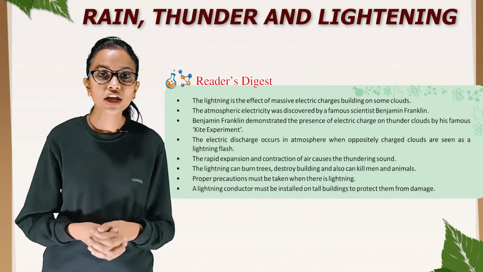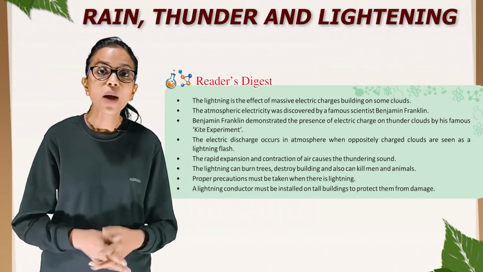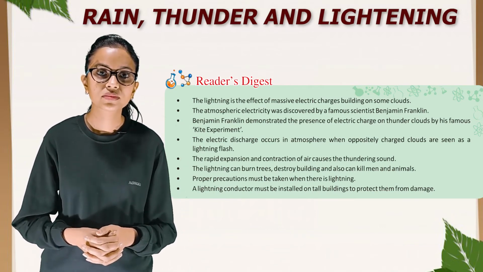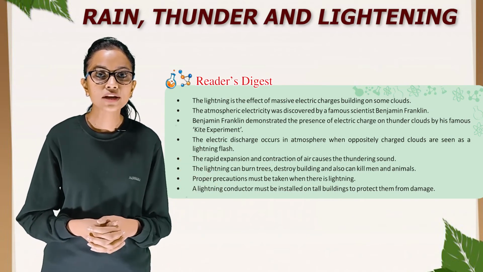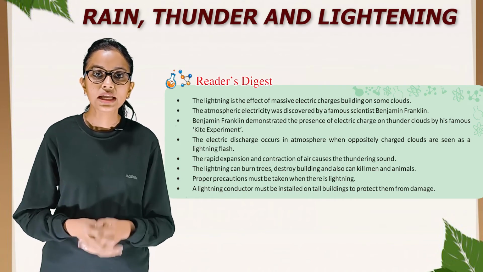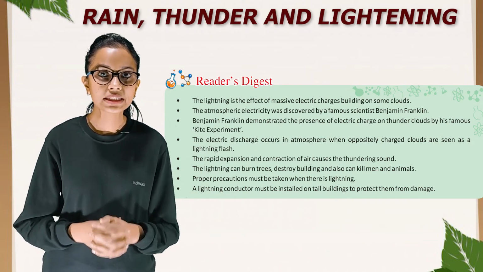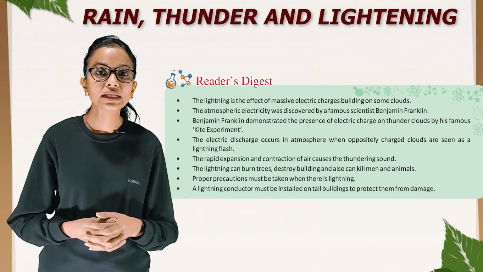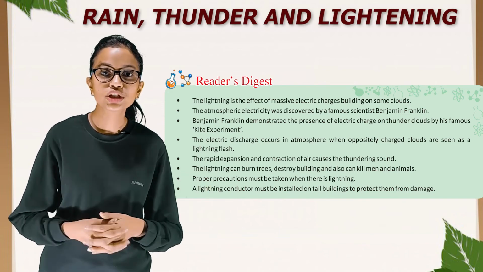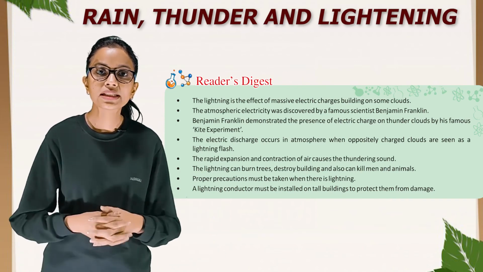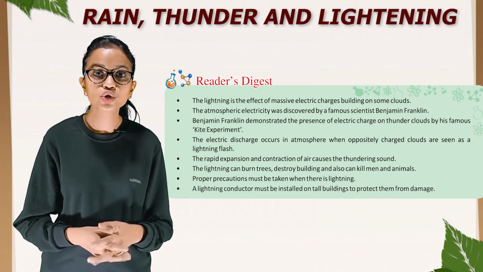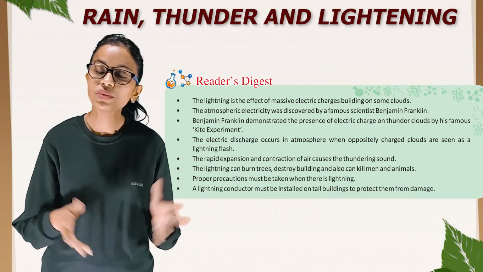The electrical discharge occurs in atmosphere when oppositely charged clouds are seen as a lightning flash. The rapid expansion and contraction of air causes the thundering sound. The lightning can burn trees, destroy buildings, and also can kill man and animals. Proper precautions must be taken when there is lightning. A lightning conductor must be installed on tall buildings to protect them from damage.